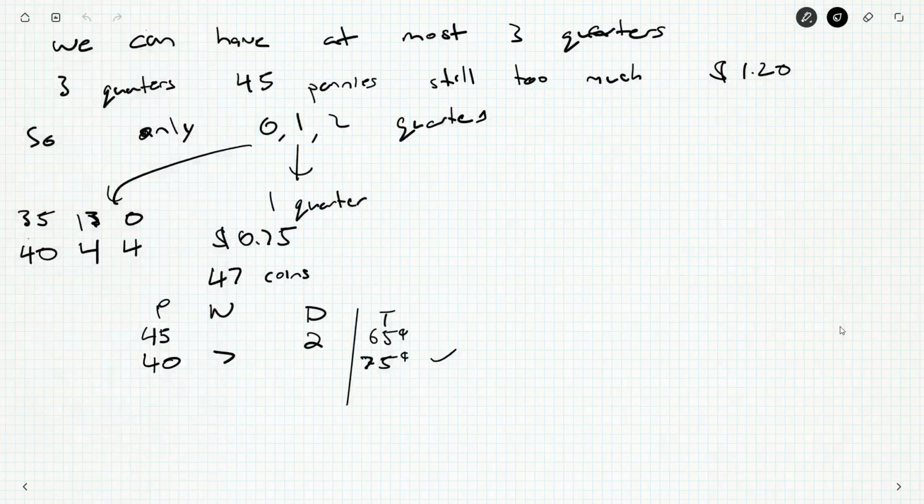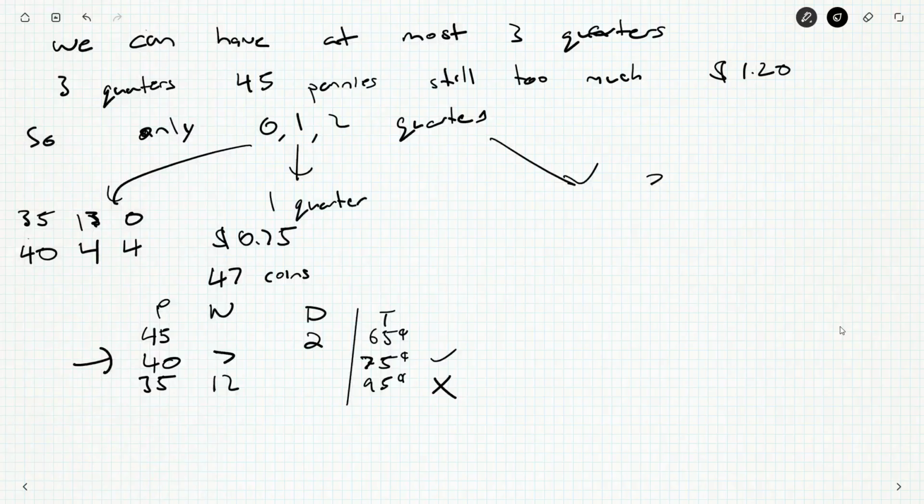Okay. What if we had 35 pennies? So we have 12 coins to make up. You will have at least 12 nickels. If this is too much, then it's too much. So 12 nickels, that would be 60 cents. So this would be 95 cents. No way that's going to work. So this is the only one that works with 1 quarter.